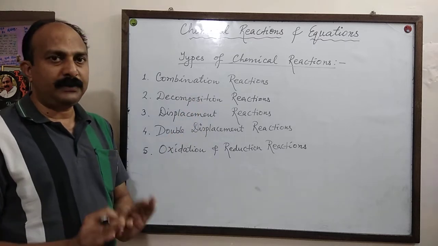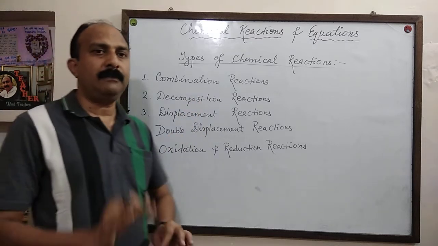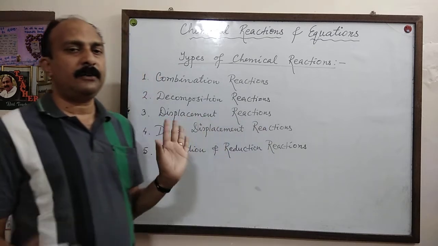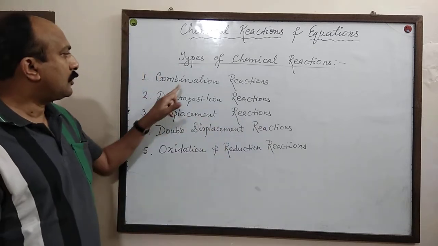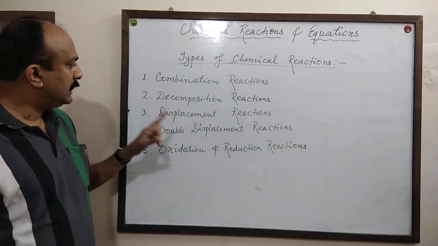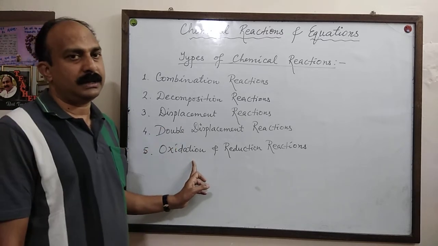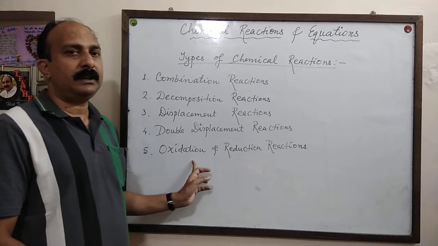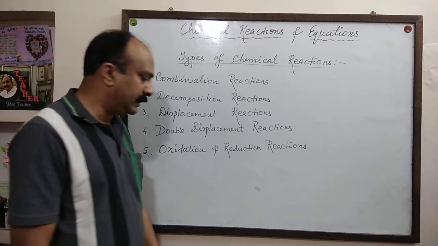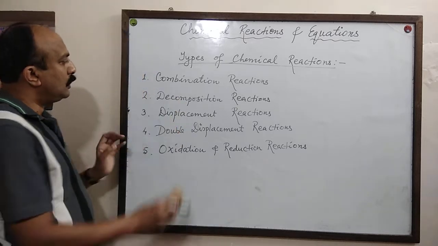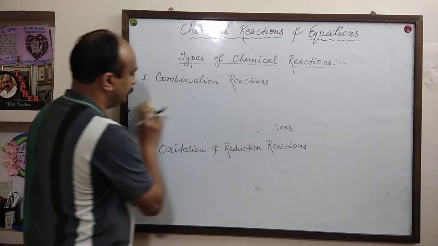I gave the simple definition of each of them, but I will come one by one with examples. So there are 5 types of chemical reaction: combination, decomposition, displacement, double displacement, oxidation and reduction. Once again I will explain each of them one by one with example. I am beginning with the first type, combination reaction.